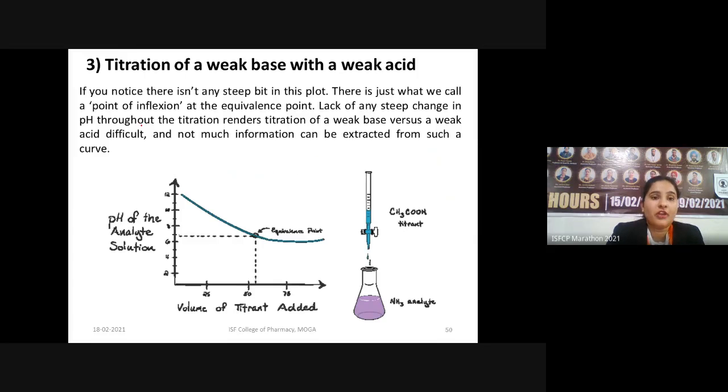If we notice, there isn't any steep bit in this plot, we cannot observe any steep curve. There is just what we call a point of inflection. Only a slight point of inflection is observed here at the equivalence point. Because of the lack of any steep change, any sudden change in the pH throughout the titration, these titrations are very difficult, and not much information can be obtained from these curves.